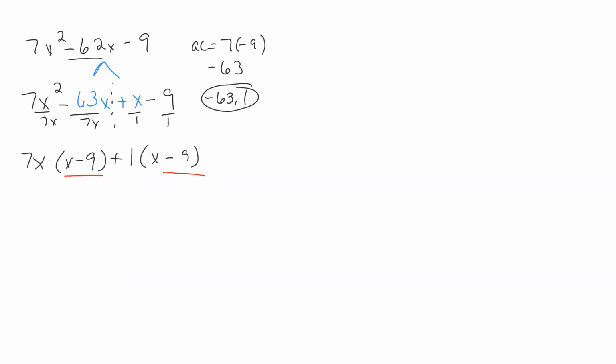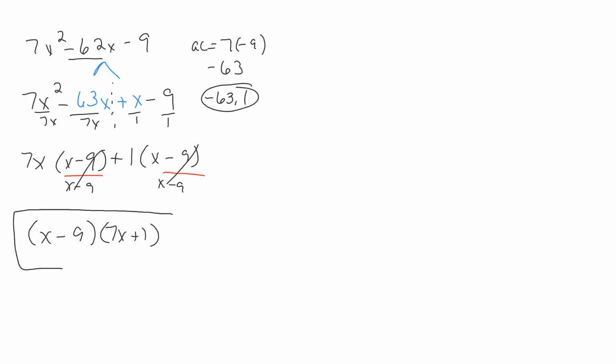So the stuff in parentheses matches. That's my GCF. And then when I divide by the x minus 9s, they cancel. They really just become 1s. X minus 9 divided by x minus 9 is 1. 1 times 7x is 7x. And 1 times 1 is 1. So there you have it.